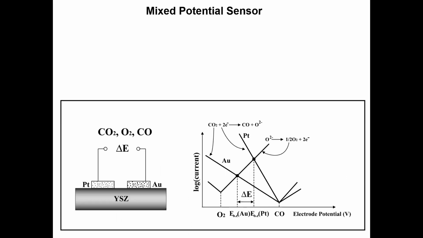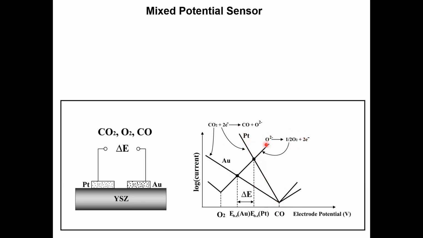Let me spend a little bit of time on the so-called mixed potential type, non-equilibrium type sensor, where you can take something like stabilized zirconia and then use two electrodes, one platinum and one gold, and you can measure the so-called mixed potential between these two electrodes in an environment like CO2, oxygen and CO. You can look at the logarithm of the current versus electrode potential in a device like this, and the behavior will look something like this: on the gold electrode, the CO oxidation reaction will have this characteristic, whereas on the platinum, the CO oxidation will have different characteristics.